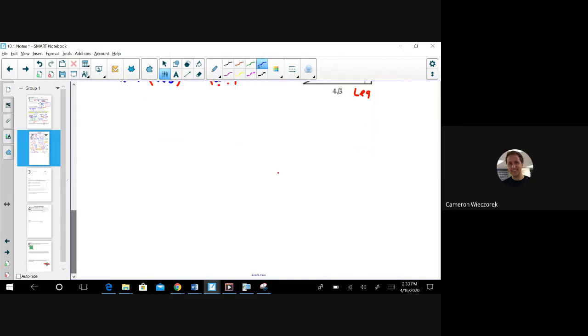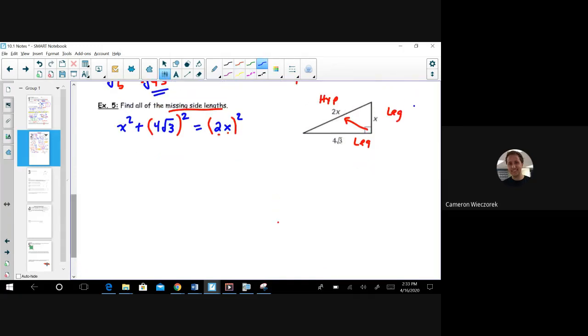And now we're going to simplify. So I get x squared plus 4 squared is 16. Rad 3 squared, remember, is just normal 3. 2 squared would be 4, and x squared would be, obviously, x squared. So x squared plus 48 equals 4x squared.